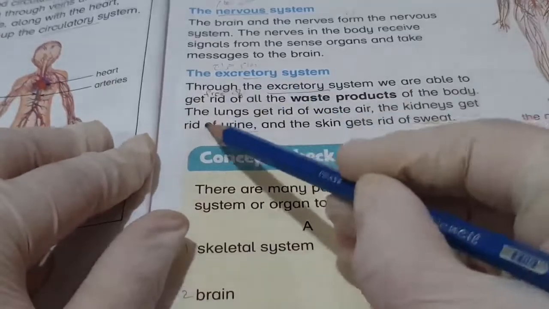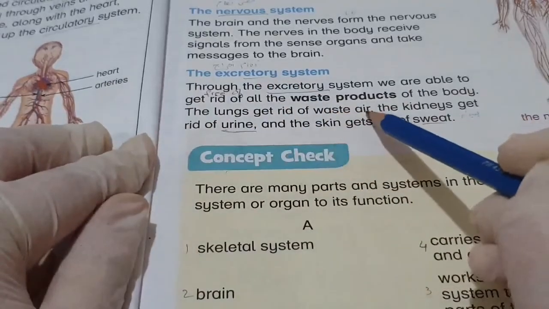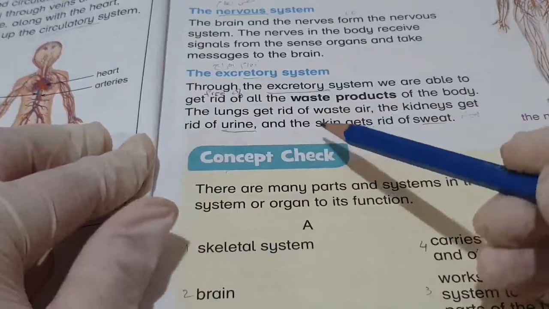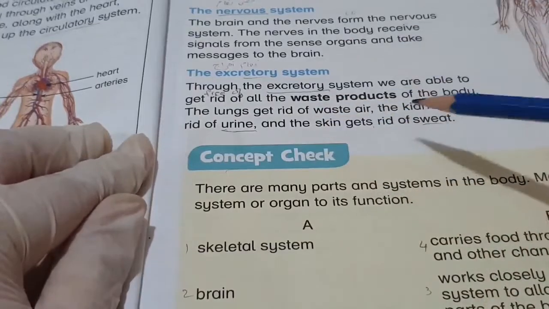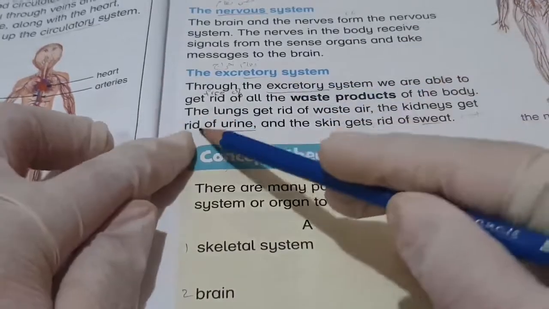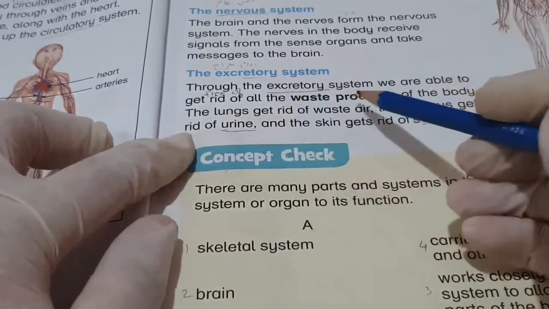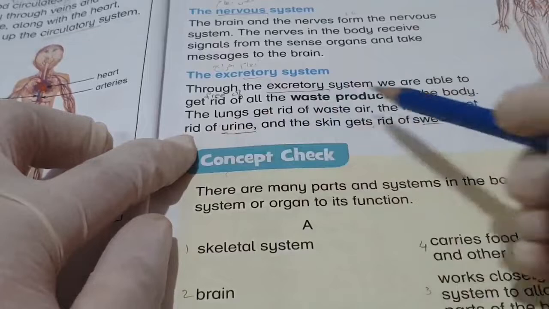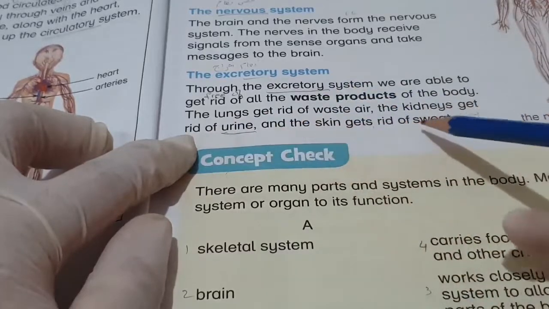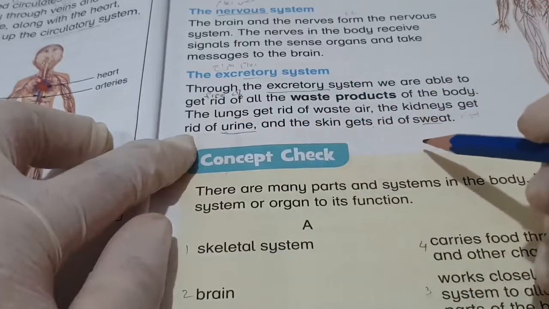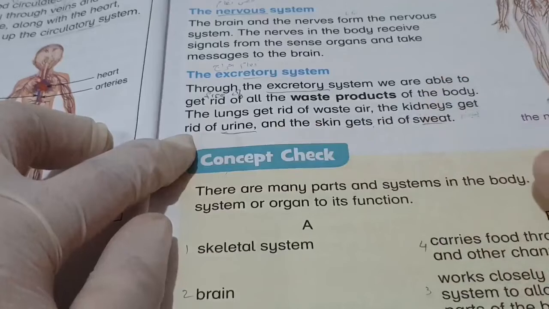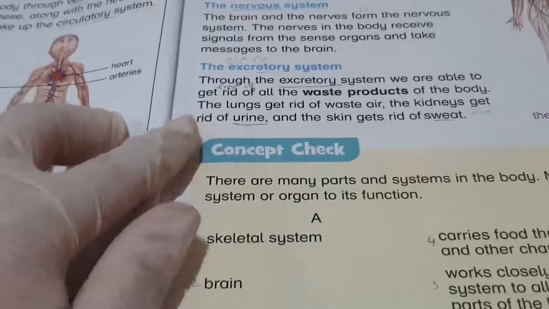The lungs get rid of waste air, the carbon dioxide, which is not good for us, we breathe it out. The kidneys get rid of urine. This is also a waste product, so it is done by the kidneys. And the skin gets rid of sweat. Sweat is also a waste material that comes out of our skin and cleans our blood.